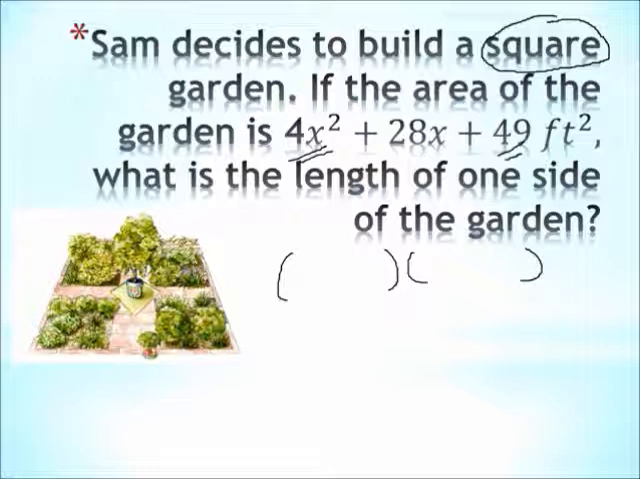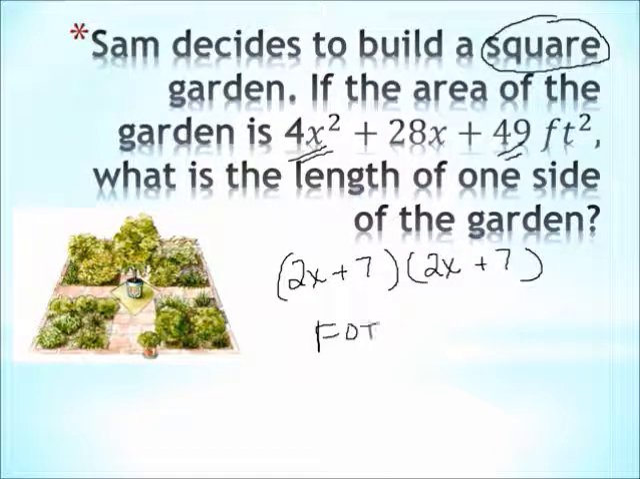Well, how do we get 4x squared? We have 2x times 2x. And then how do we get 49? It would be 7 times 7. Now just to check our answer, we could FOIL this out. But the problem says, what is the length of one side? The answer would be 2x plus 7. I'm sorry, not area, the length of one side.